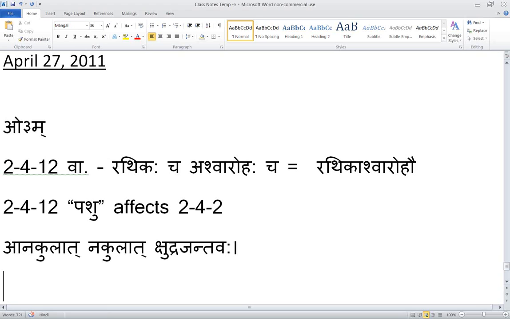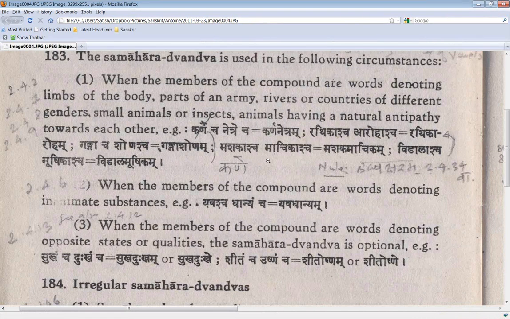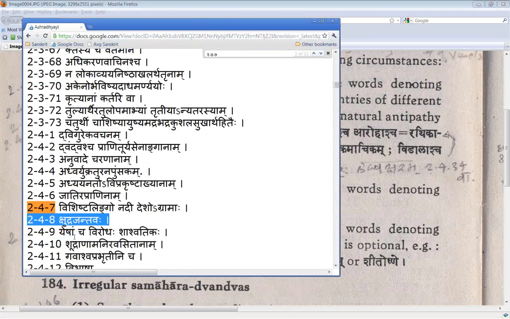Okay, so anukulat, and the book also gives this example. If you look at the book for a second, he has given mashakashcha machikashcha. Mashaka machikam. These are insects. So we talked about this one, rivers having different genders, small insects. And then comes the next rule, which is also fairly important, which is yesham cha virodha shashvatikaha.